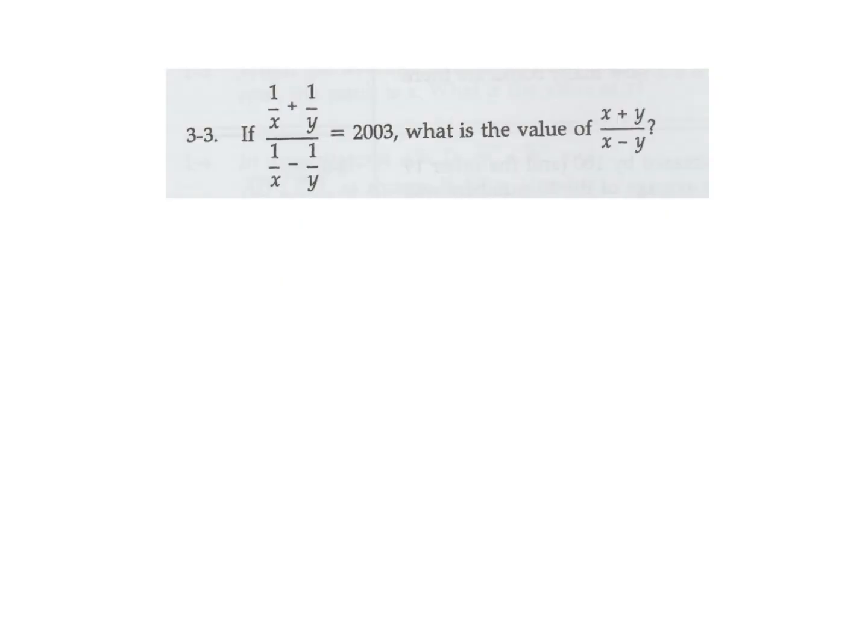If 1 over x plus 1 over y, over 1 over x minus 1 over y, is 2003, what is the value of x plus y over x minus y? Okay, so a bunch of algebra here, so let's just do that. Get a common denominator, y, x. So that becomes x plus y over xy over y minus x over xy.